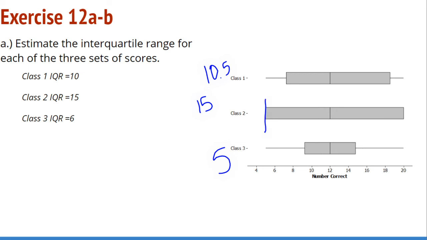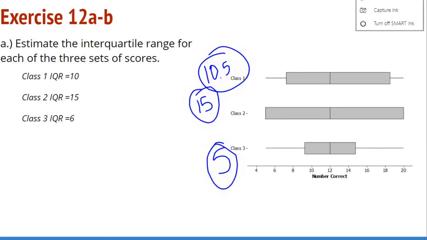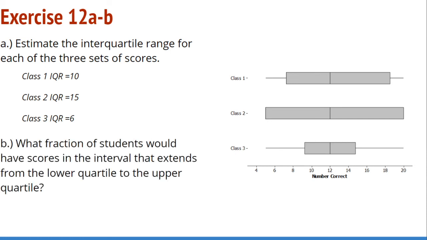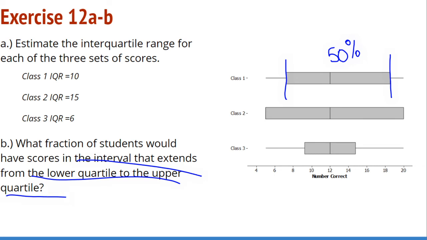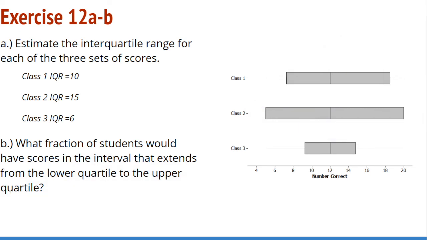Same range, minimum to maximum, but the interquartile ranges are very different. So what fraction of students would have scores in the interval that extends from the lower quartile to the upper quartile? Normally we would say about 50%, about 1/2. Class 2 is kind of interesting because we know it's all of the students, but we would still say it would normally be about half.